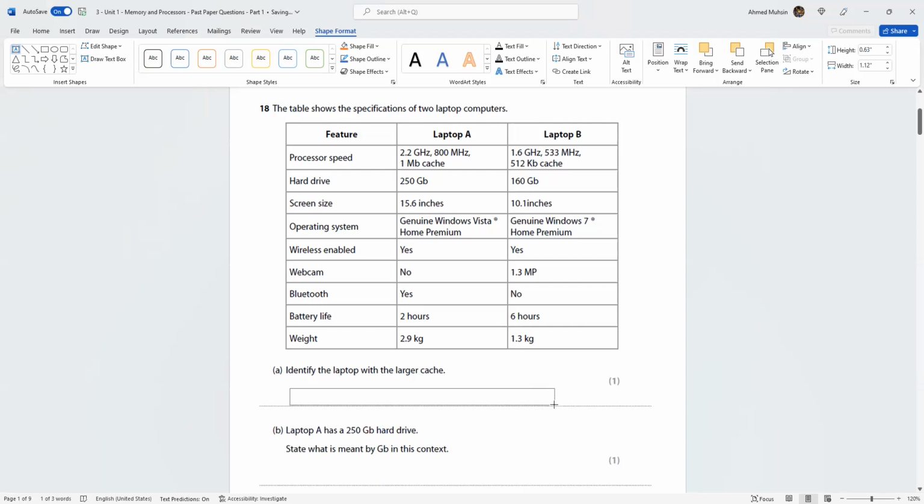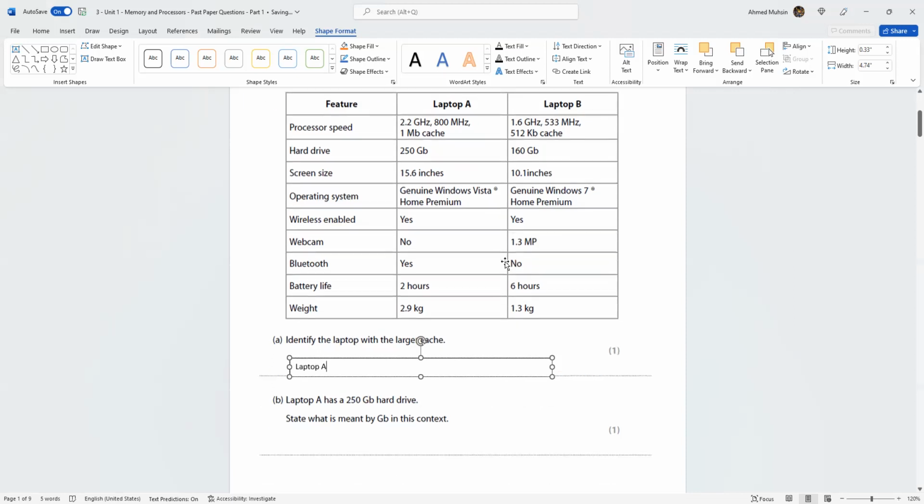If you're confused how that is possible, then I would recommend you watch the last video of chapter number 3, that is part 4, I think. Do watch that video. In that video, I explain how computer memory is measured. So over here, the answer will be laptop A. Laptop A has a larger cache than laptop B.